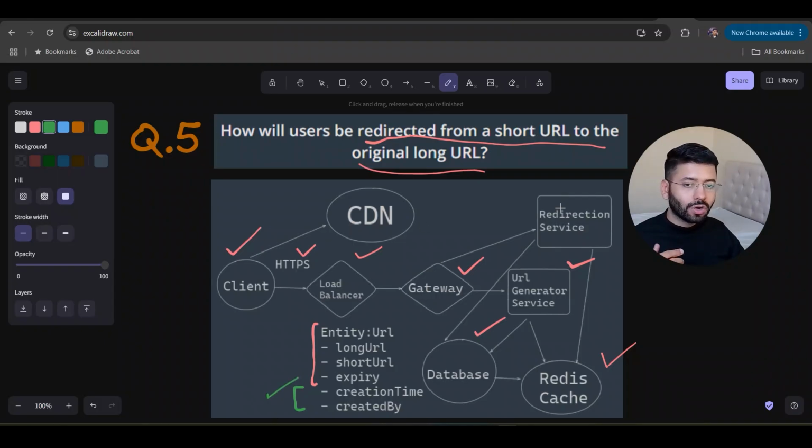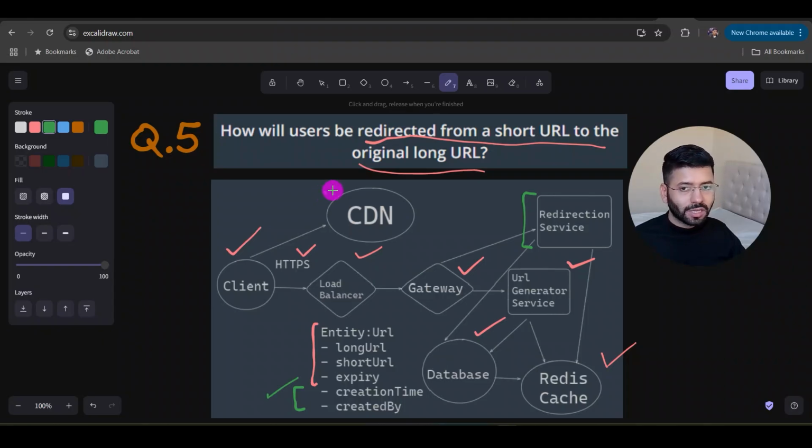Apart from this, I added an additional component, which was the redirection service. The redirection service will be used for the redirection part. It would also interact with the Redis cache and the database to get the mapping. So basically, in the HTTPS request I will get the short URL, and from the cache plus database I can get the mapping of the long URL, and then the redirection can happen from that.